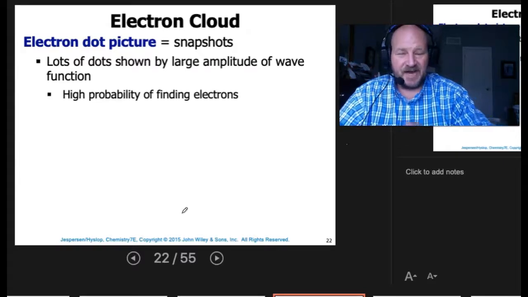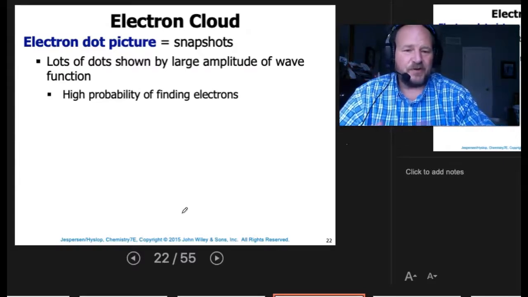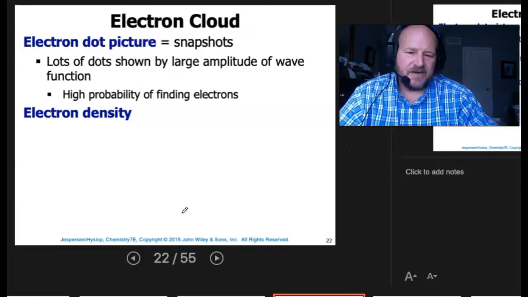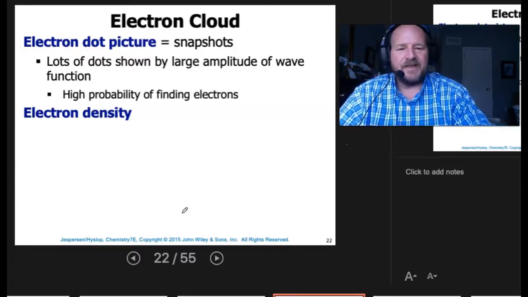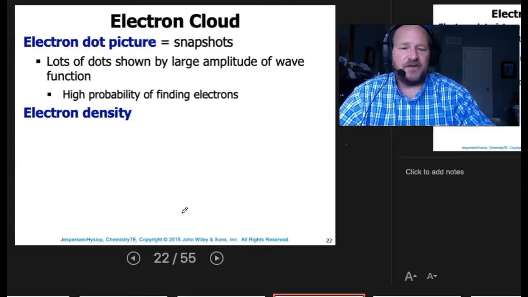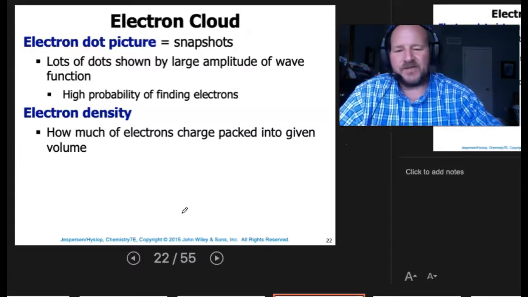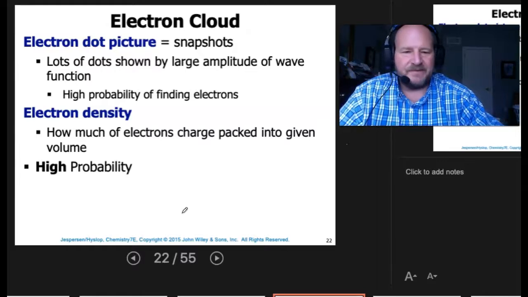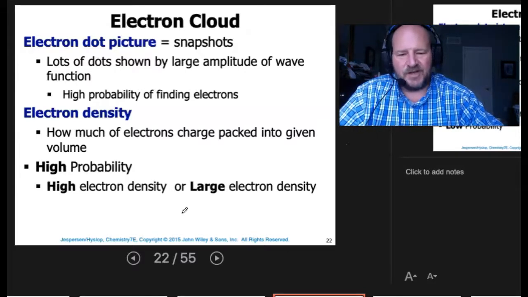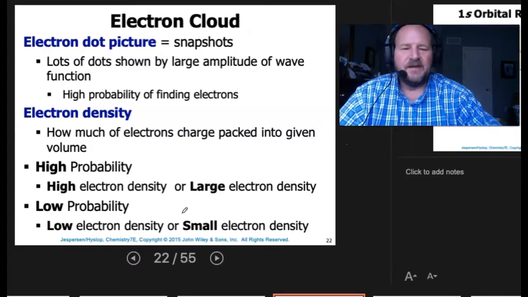And so what that's going to give us is a high probability of finding the electron. We call it an electron density. Electron densities are going to give us pictures of what the electron clouds would look like. And of course, the electron cloud is where we're most likely to find the electron. So how much of the electron's charge is packed into a given volume? If we want a high probability, then we have a high electron density. If we want low probability, then we're going to have a low electron density.